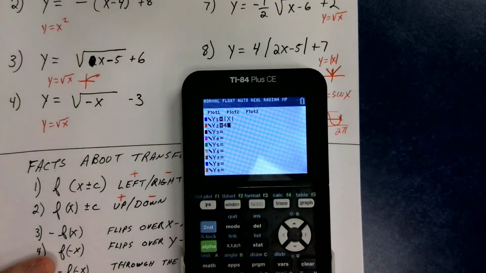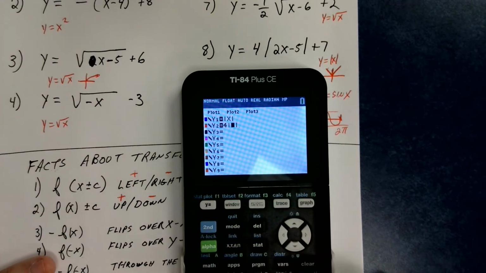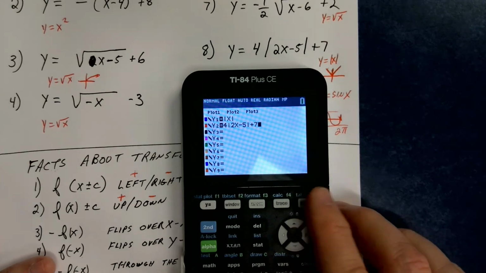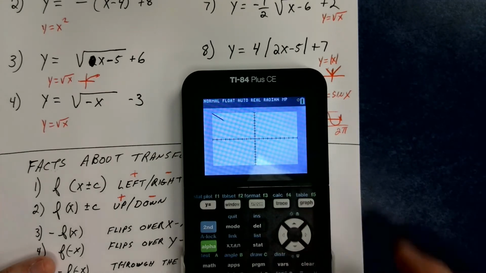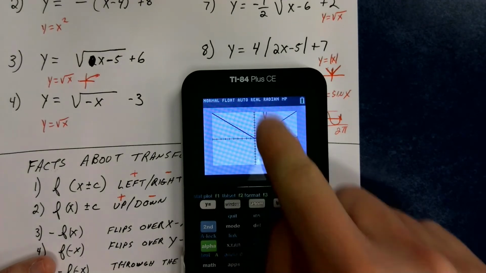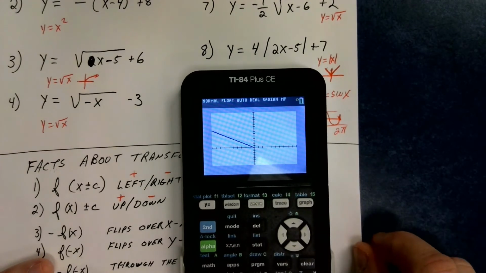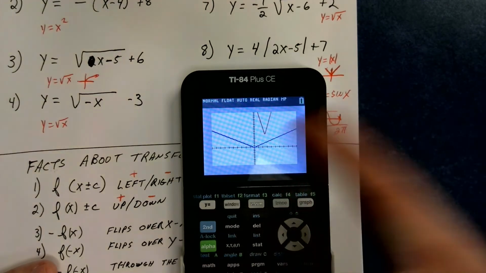So we're putting a 4 out in front. So 4, math, num, absolute value of 2x minus 5. Move that over, and then I've got a plus 7. Just like that. Good deal. So then I go ahead and hit my graph, and you're like, what the heck? Why is that? Let me go higher for you. Y max 20.